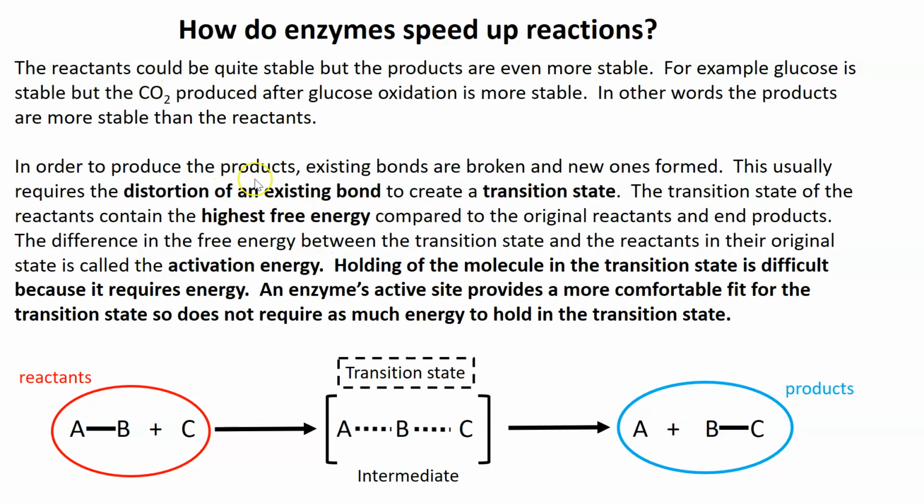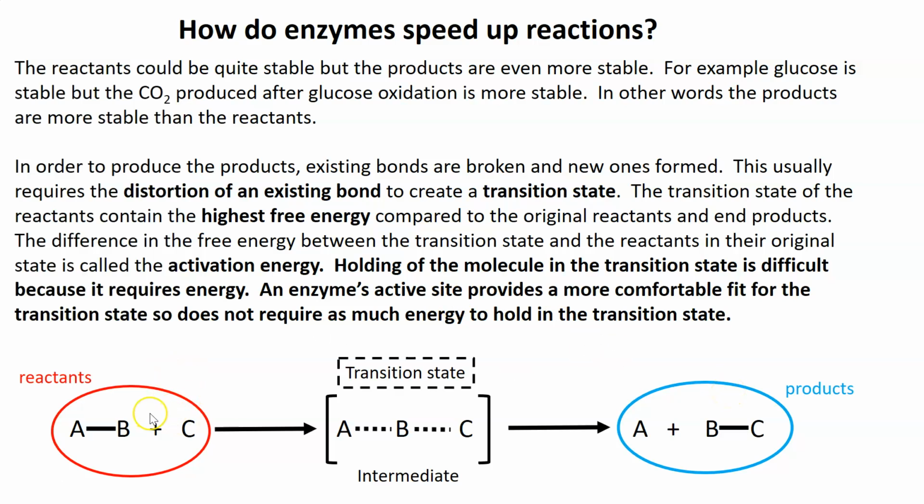If we look at this statement here, the reactants could be quite stable. Let's say these are the reactants. They're quite stable, but the products that are produced are even more stable than the reactants. This has low entropy and this has high entropy, so the reaction will happen regardless. Now what enzymes do is they introduce a transition state for these reactants to produce these products. You have to put a little bit of energy in, what we call the activation energy, to produce the products.